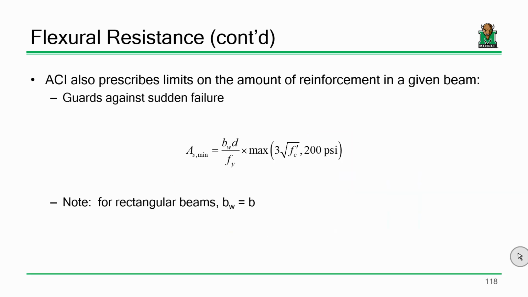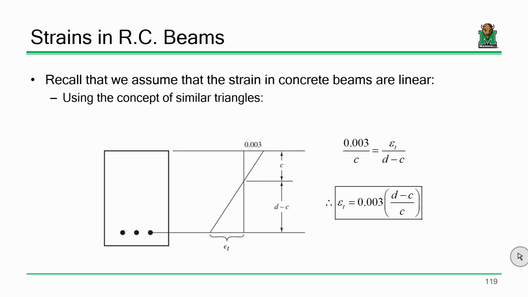We have a minimum steel requirement that basically says, I don't care that you're being strong enough or whatever, you are going to supply at least some minimum amount of steel in the beam to ensure that we don't have sudden failure, and that is calculated as follows, pretty straightforward. We have a linear strain profile, so if we know that the top of that strain profile is 0.003, we can calculate strain anywhere else in the beam using similar triangles and just slope ratios.